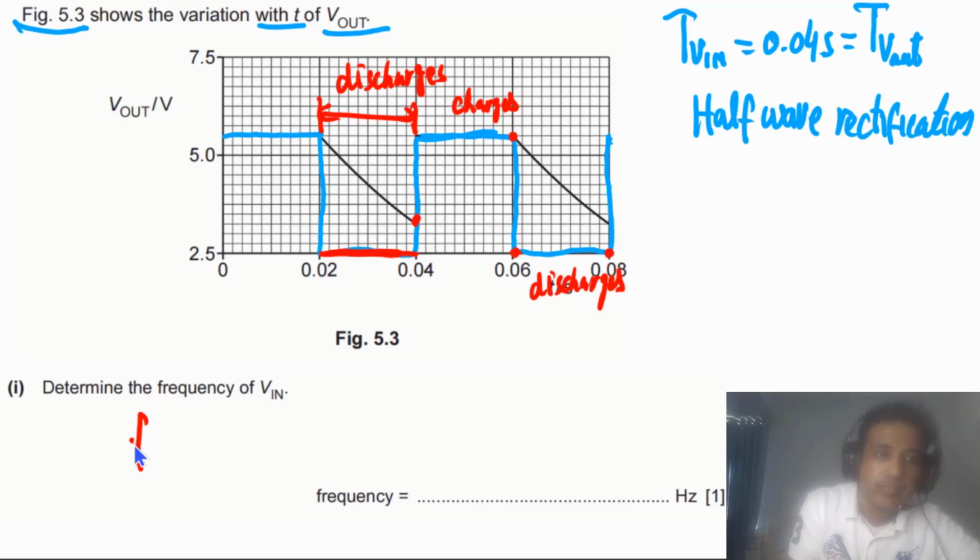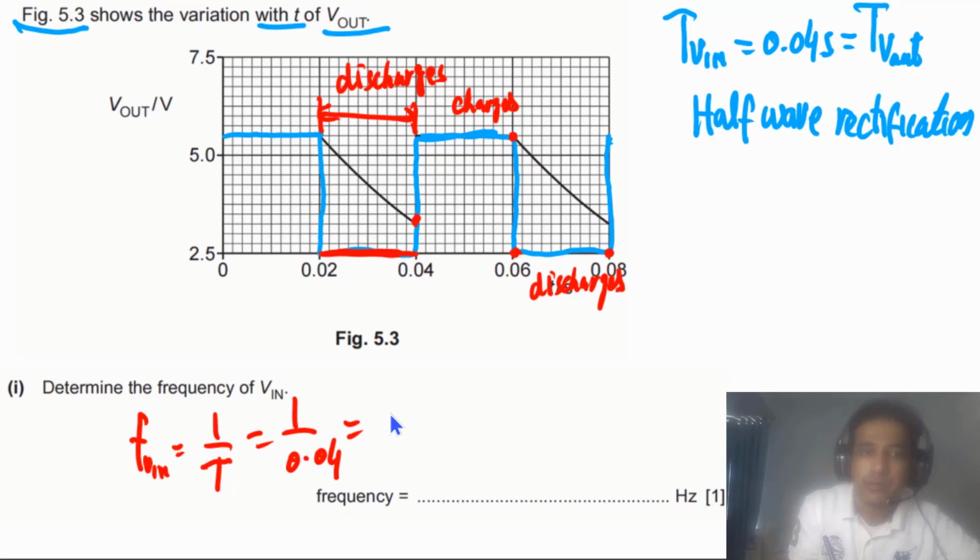So the frequency of V in has to be equal to 1 over T. And T we have is equal to 0.04 seconds. It means this is 100 divided by 4. So we will get 25 Hertz. So the final answer is 25.